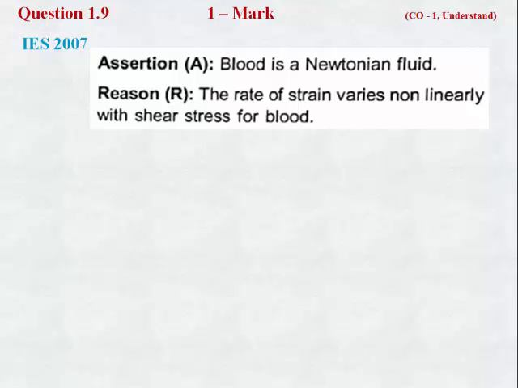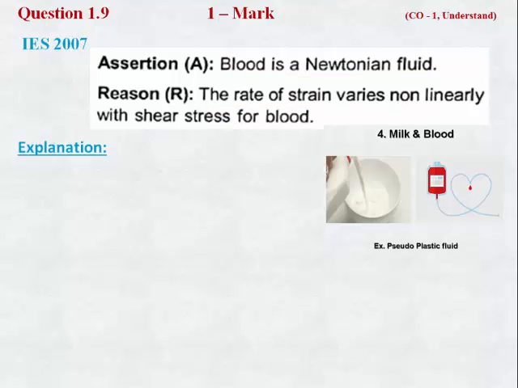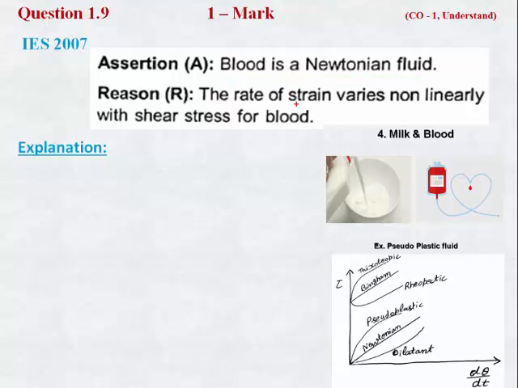It was asked in IES 2007. Assertion A: Blood is a Newtonian fluid. Reason R: The rate of strain varies non-linearly with shear stress for blood. We already saw that milk and blood are pseudoplastic fluids, but the assertion says blood is a Newtonian fluid. So assertion A is wrong. Next, the reason: the rate of strain varies non-linearly with shear stress for blood. Look at the figure. Here the pseudoplastic varies non-linearly. So reason R is correct.